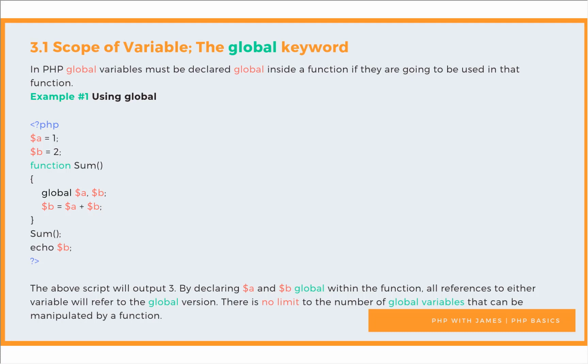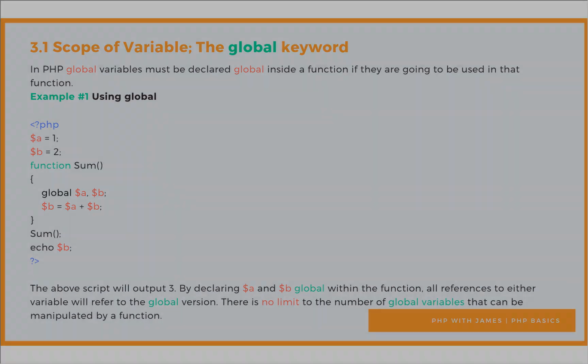Now when we do the sum operation, $b = $a + $b, we call the sum function, and then echo $b. This way we sum the values of a and b, which becomes 3. So the above script will output 3 by declaring $a and $b global within the function. All references to either variable will refer to the global version. There is no limit to the number of global variables that can be manipulated by a function.